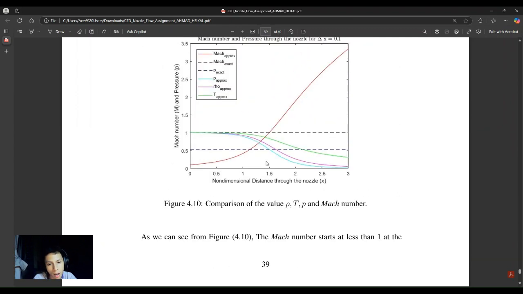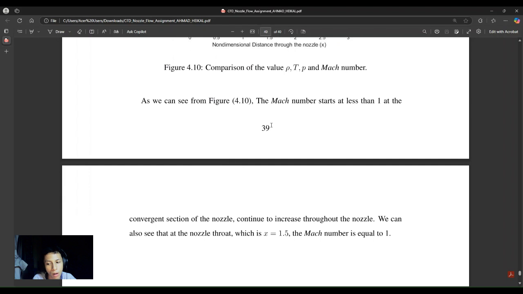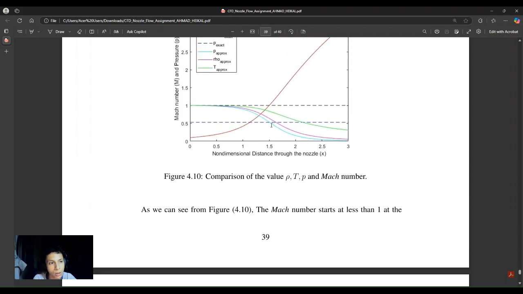And if we draw a straight line from the non-dimensional distance through the nozzle at x equals 1.5, if we draw a vertical line to this straight line, we can see that at the nozzle throat, the Mach number will be 1.0. So I think that's all for my presentation, my findings on the nozzle flow project.